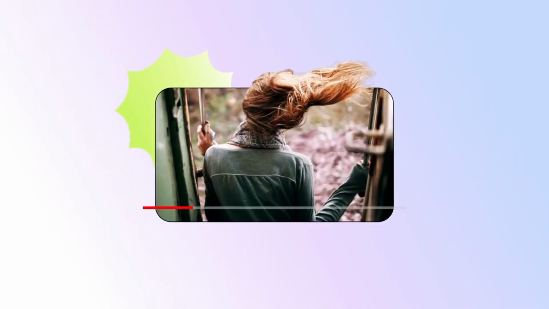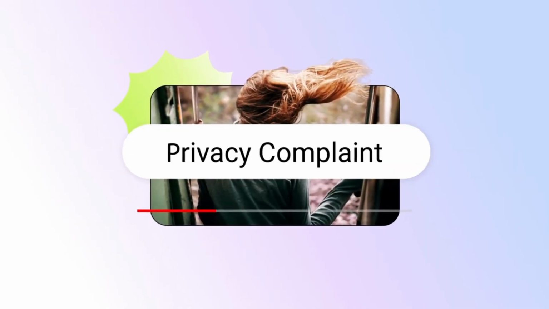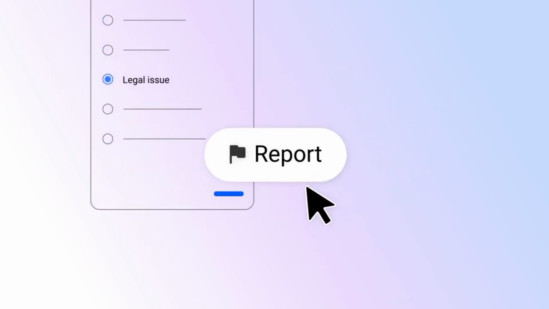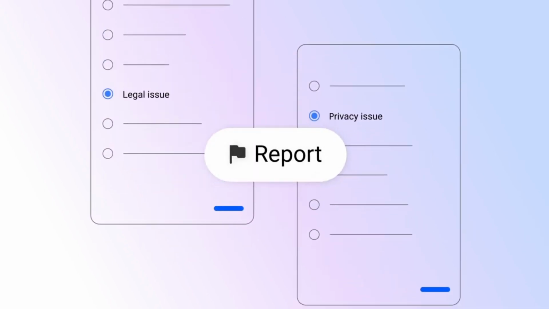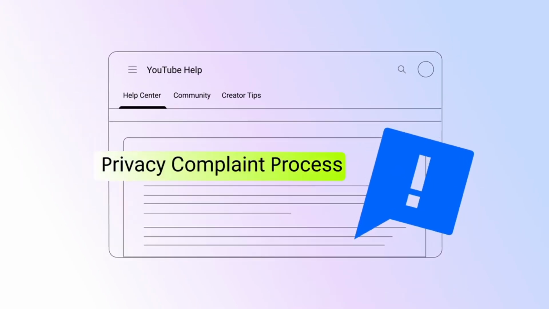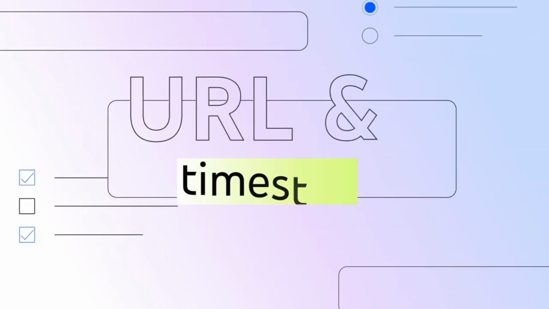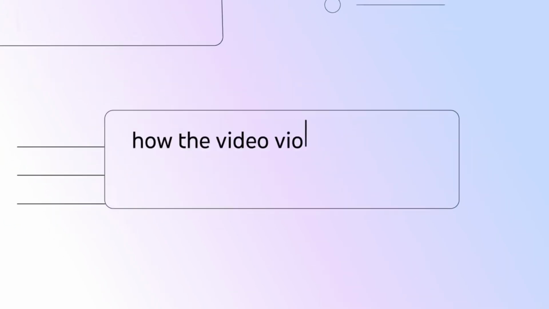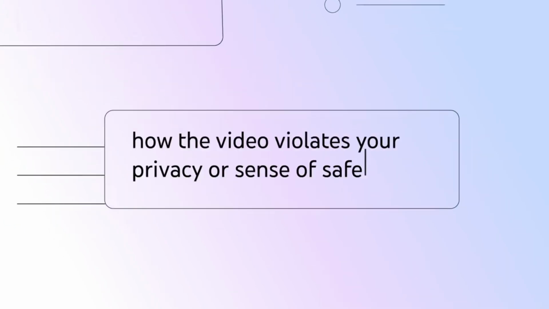If you find content that falls within these guidelines, you can submit a privacy complaint. If you report the content from YouTube, you'll be led through how to complete the privacy complaint process, or you can go directly to the privacy complaint process in the YouTube Help Center. Be sure to be specific with the details you submit. If you're reporting a video, include the URL and the timestamps where your personal information appears and information about how the video violates your privacy or sense of safety.